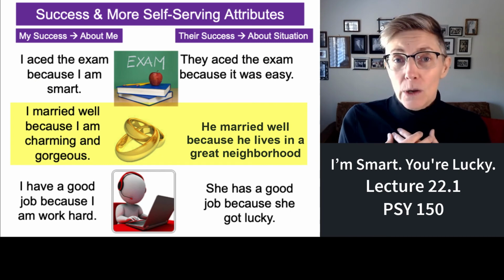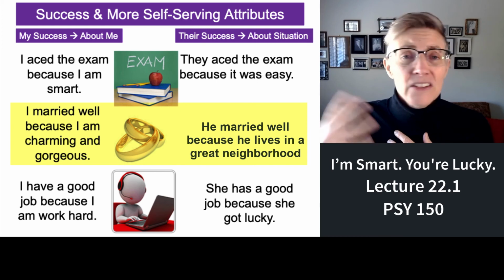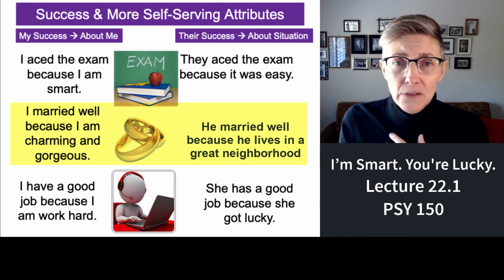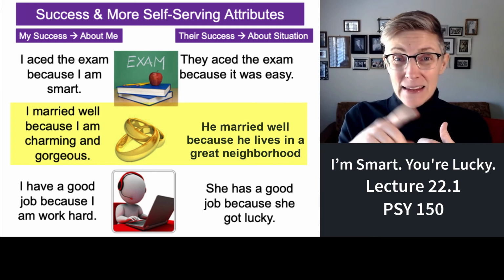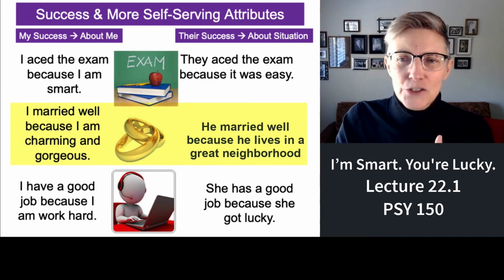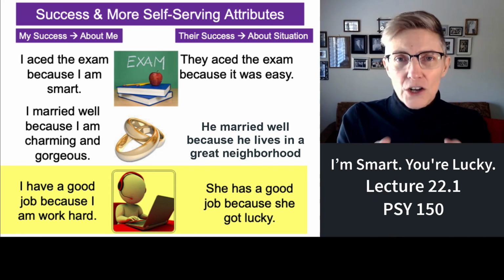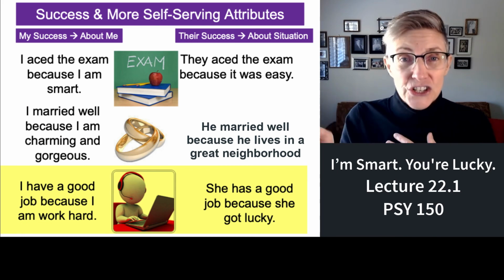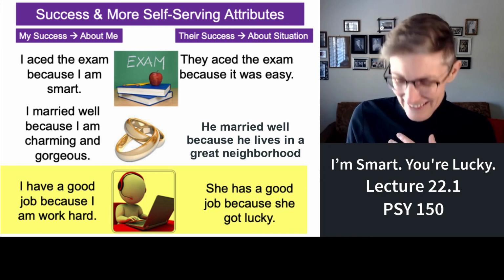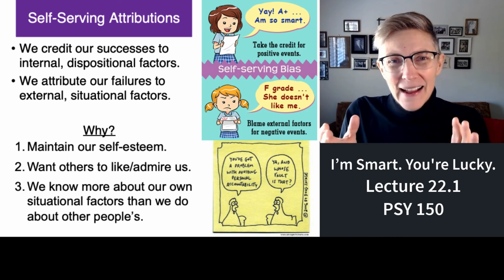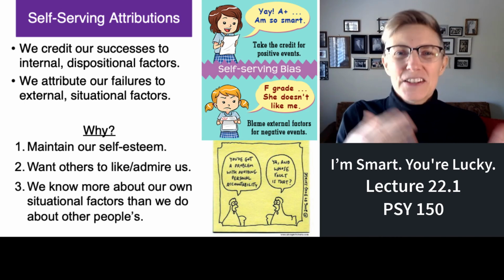I married well because I'm charming and gorgeous. He married well because he lives in a neighborhood of amazing people. Right? So I married well, it's about me. He had a success, it's about the situation. I have a good job because I'm really hardworking and dedicated. She has a good job because she got lucky. Right? You get it?